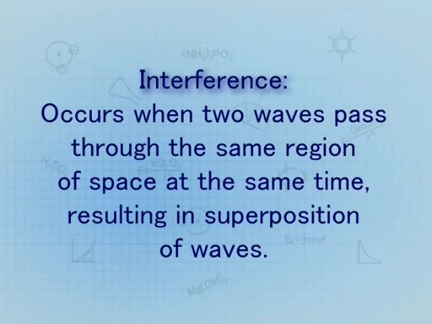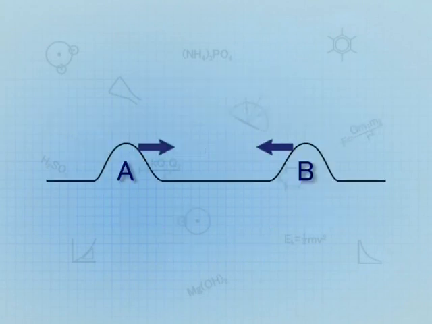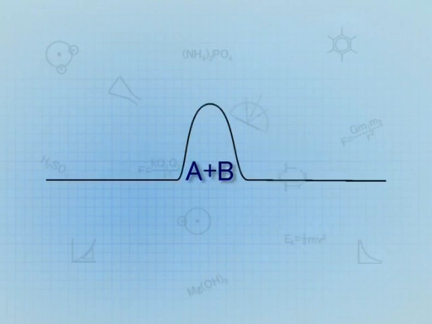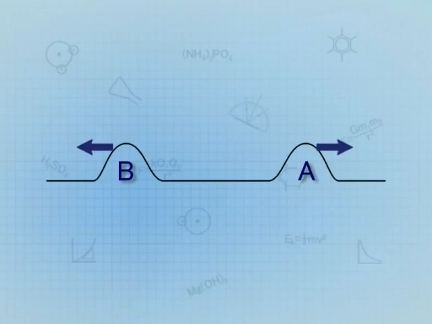Interference occurs when two waves pass through the same region of space at the same time, resulting in superposition of waves. If two crests meet with one another in a medium, a crest with an amplitude of the two combined will result. The two pulses then continue separately again. A slinky spring can be used to show this beautifully.